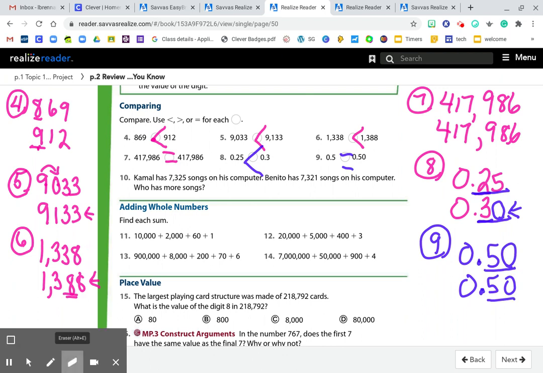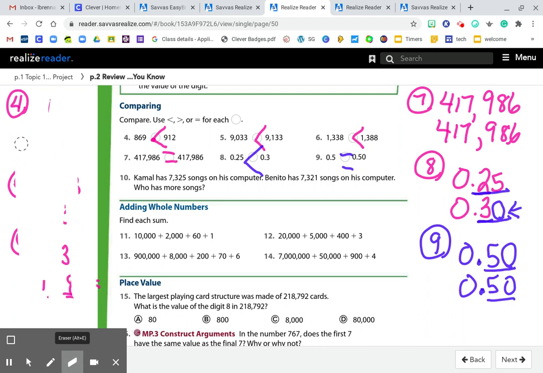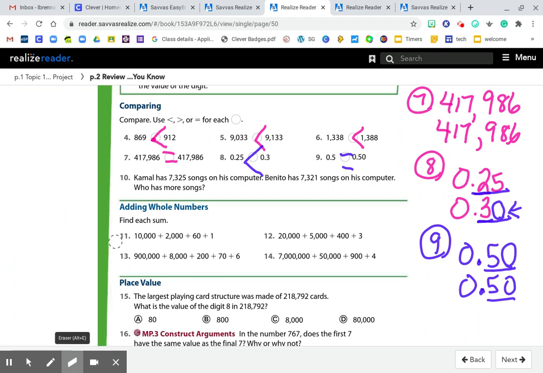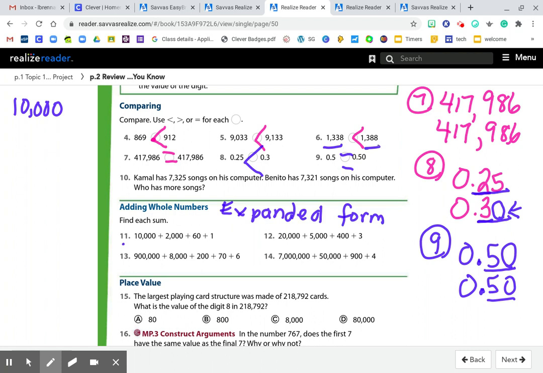And finding each sum down here, again, we are going to use our math notebook and line everything up so we can see things. So you're going to stack the numbers, 10,000, and this is expanded form. These are in expanded form. And these numbers up here are in standard form. That's the way we always write numbers, standard. We usually don't write them in expanded form, except when we're doing stuff in math class.